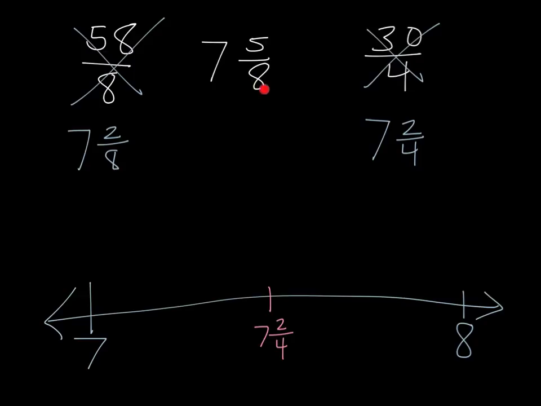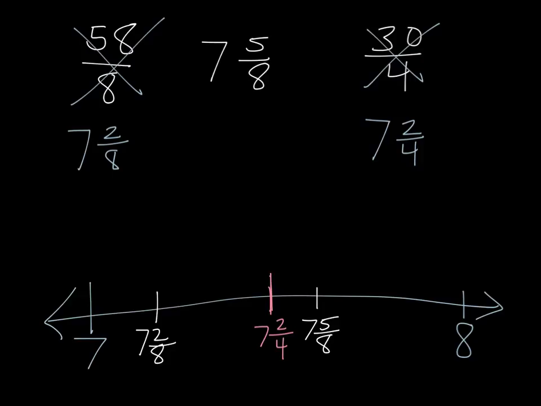Now, even though my eighths is a different size unit than my fourths, I'm going to use this benchmark of 1/2 to compare them. I know that 4/8 is equal to 1/2 and 5/8 is a little bit more, and 2/8 is less than 1/2. So now, without even doing any other calculations, I can put these in order on the number line because I know that 7 2/8 is less than 1/2 and 7 5/8 is more than 1/2. And remember, this is my 1/2 mark right there.